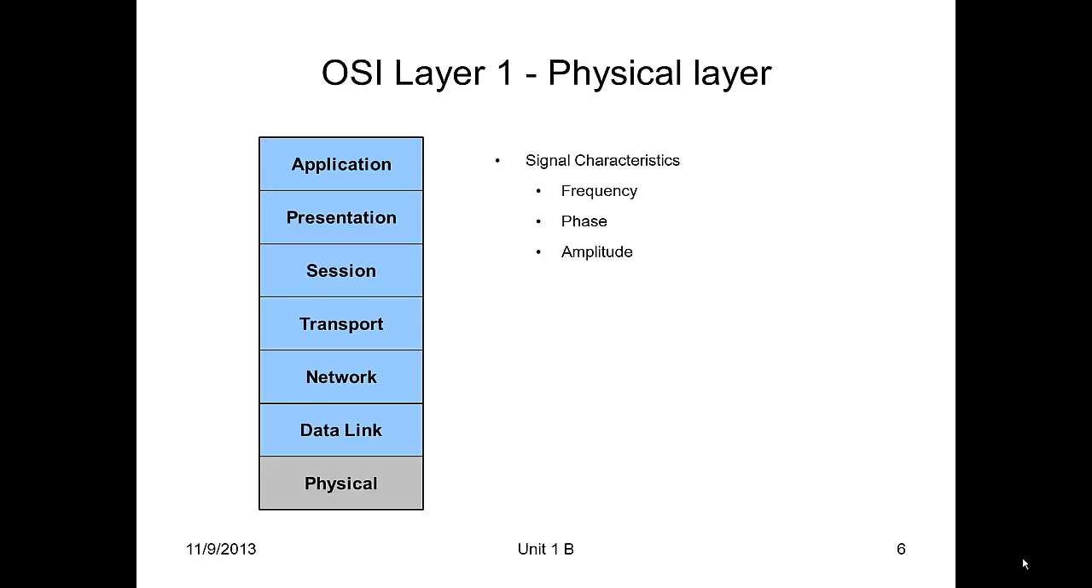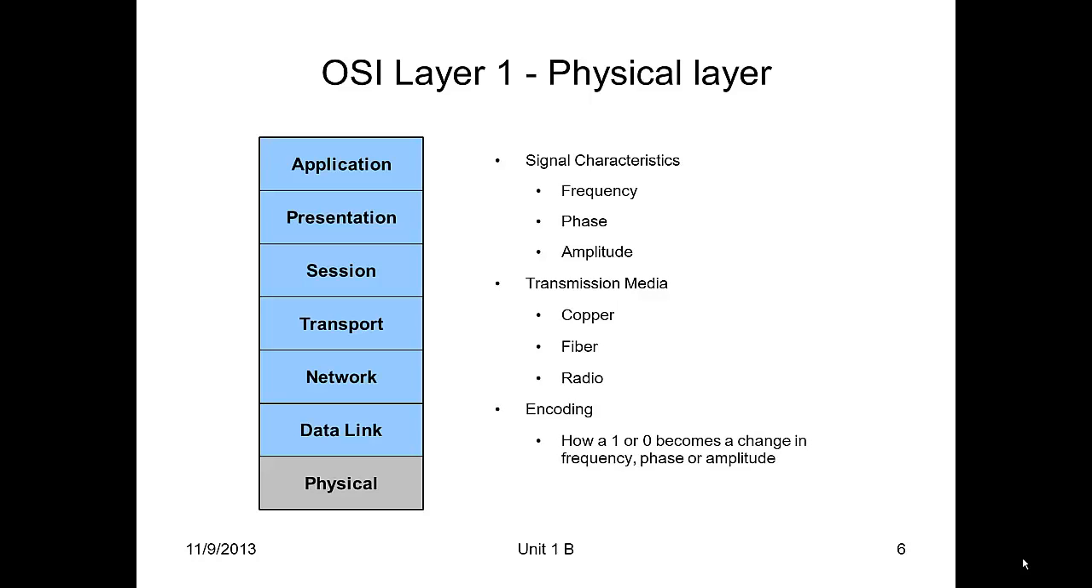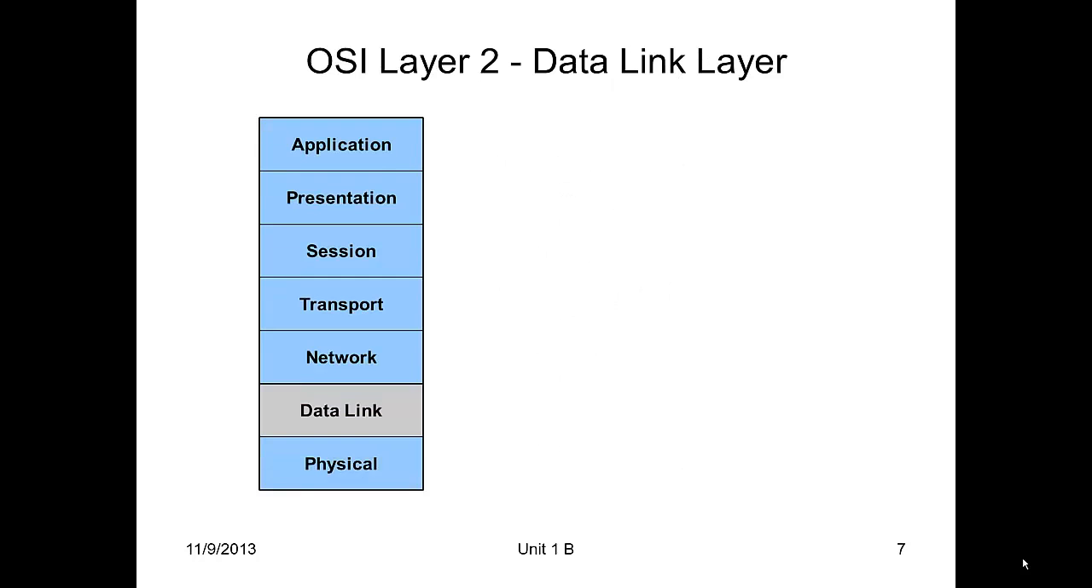So signal characteristics are frequency, phase, and amplitude. The transmission media is defined at the physical layer: copper, fiber, or radio. And the encoding, which is basically how a 1 or 0, a bit, becomes a change in a frequency, phase, or amplitude. How you map the information to the characteristics of the signal.